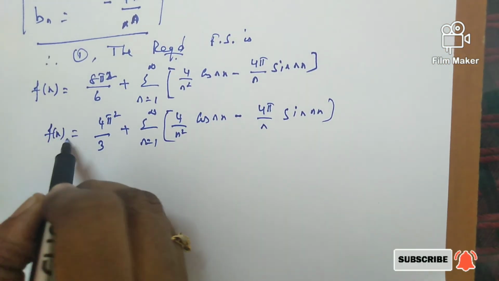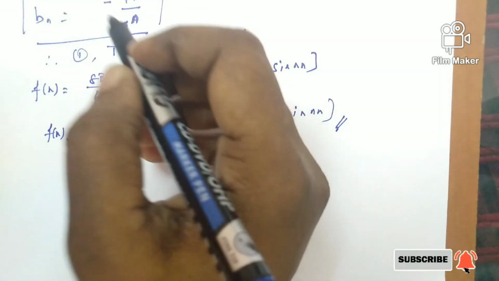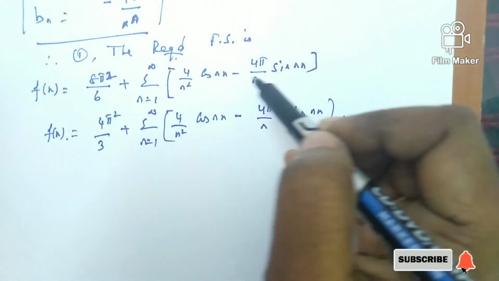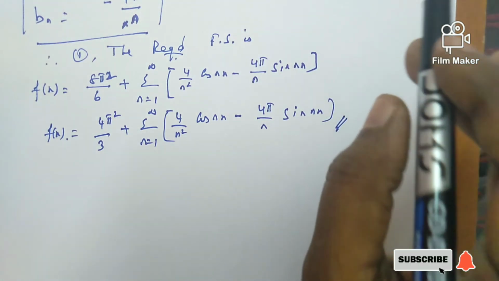So for the given f of x, first we need to find out A0 and then An and then Bn. After finding the three values, going back to equation 1 and substituting the values, we can get the required answer. This problem is under the interval 0 to 2 pi.